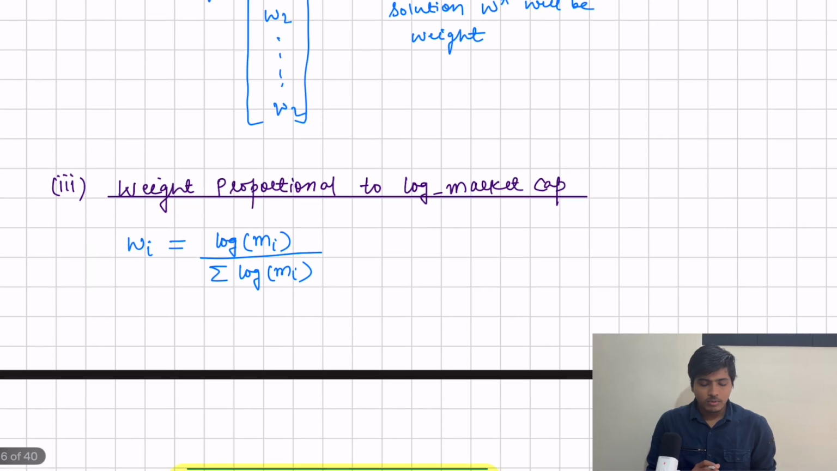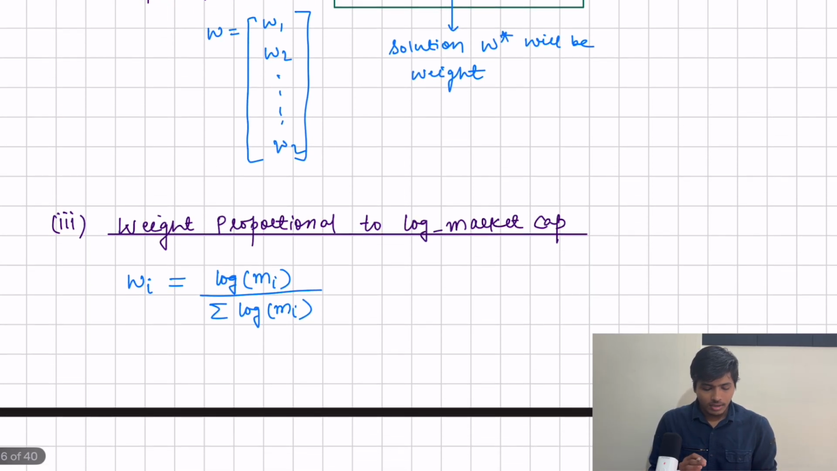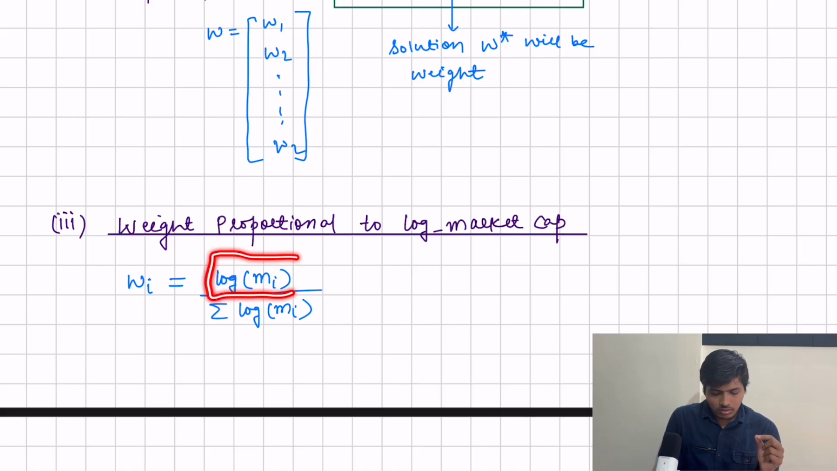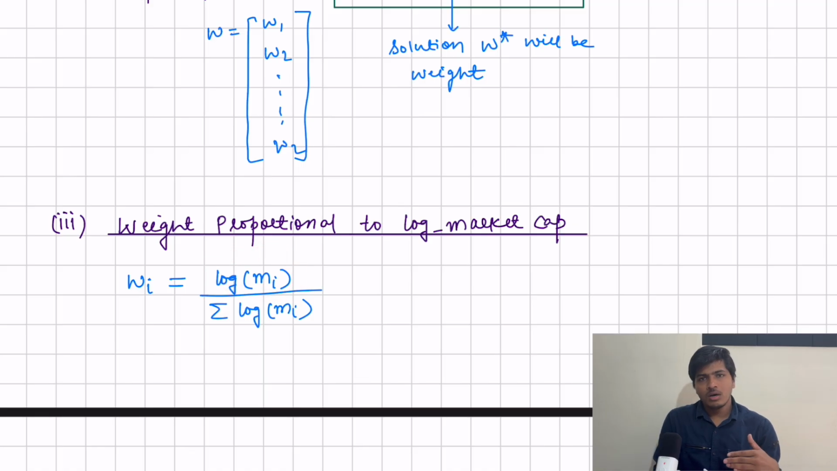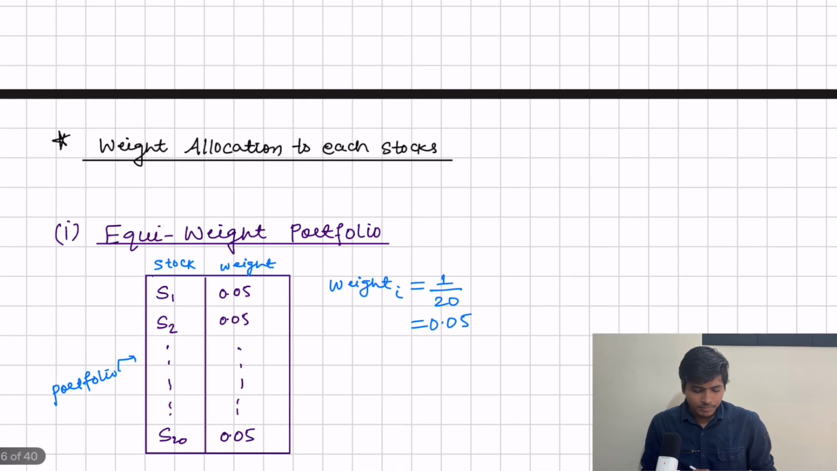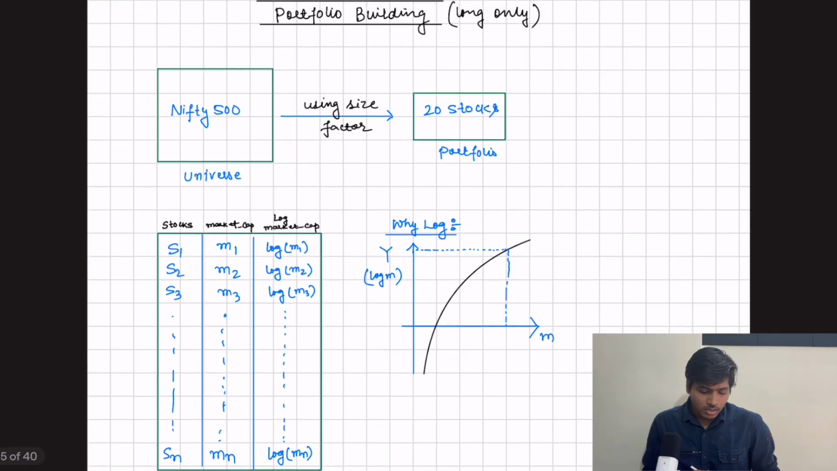And third is weight proportional to log of market cap. Okay, so consider that y is equal to log x, right? It is the logarithm of the market caps. So the weight of each stock in the portfolio will be proportional to log of M_i divided by the summation of log of M_i. So this will be the same for each and every stock, and those stocks whose market cap is higher will get higher allotment, right?